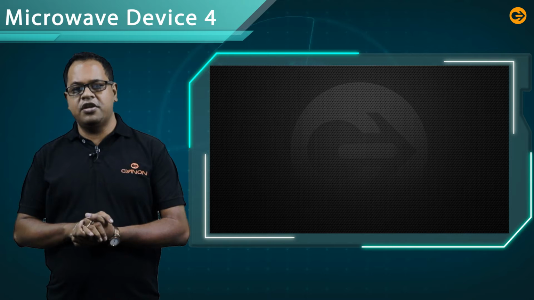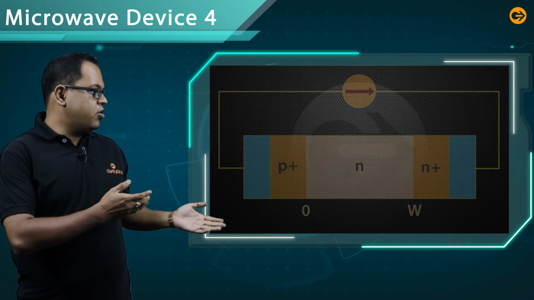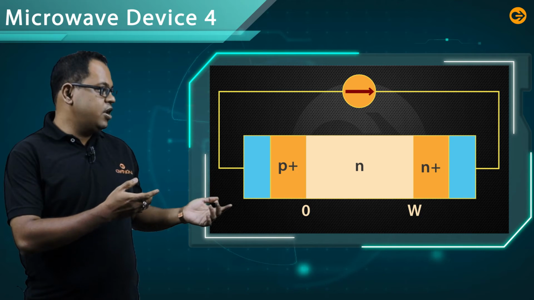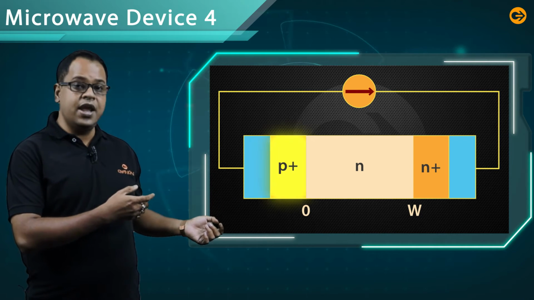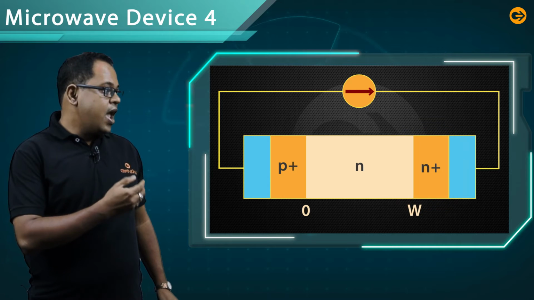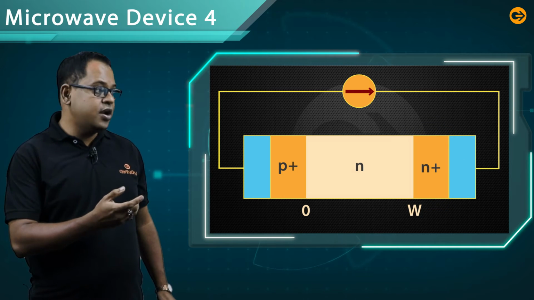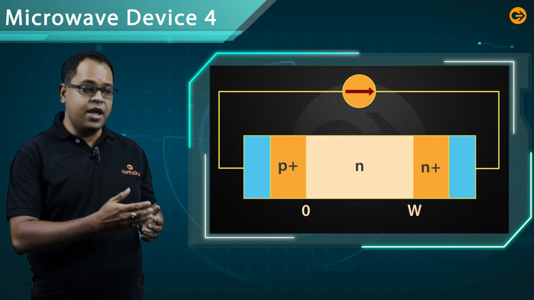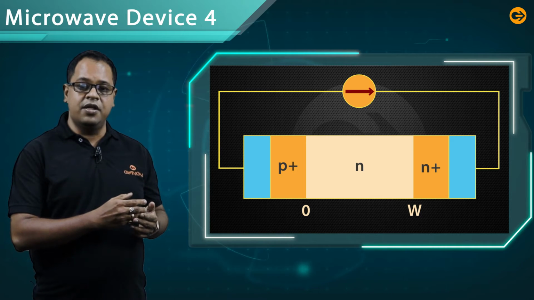So first let us discuss the structure of the trapped diode. Trapped diode consists of two layers of heavily doped P plus and N plus region, and an N doped third layer is used to separate the heavily doped P plus and N plus layers.